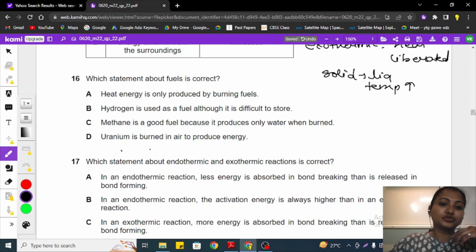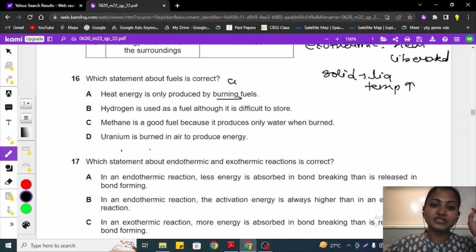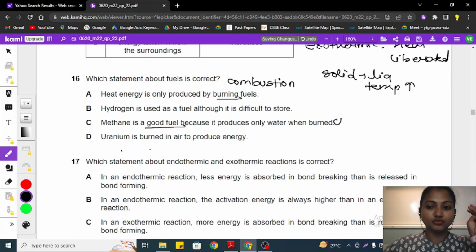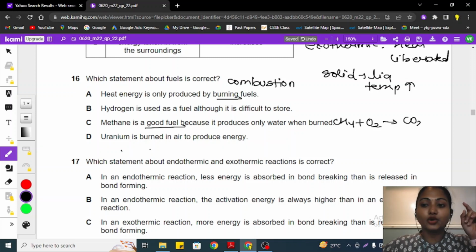Which statement about the fuel is correct? Heat energy is only produced by burning fuel? No. Not always by combustion, the heat energy is completely liberated. Methane is a good fuel, yes, because it produces only water when burned? No. Whenever any hydrocarbon burns in the presence of air, it undergoes combustion. It always forms water, carbon dioxide gas plus heat and light energy.